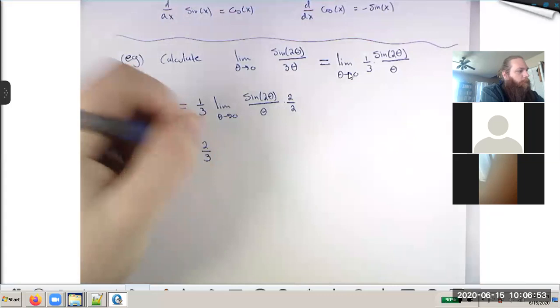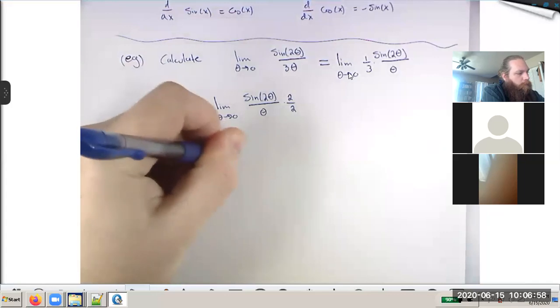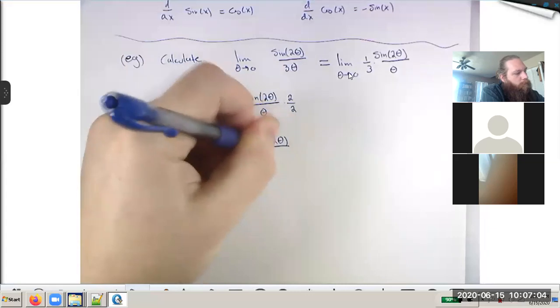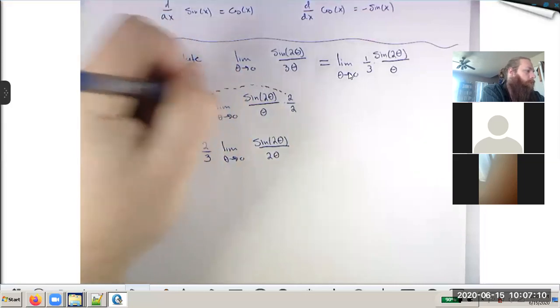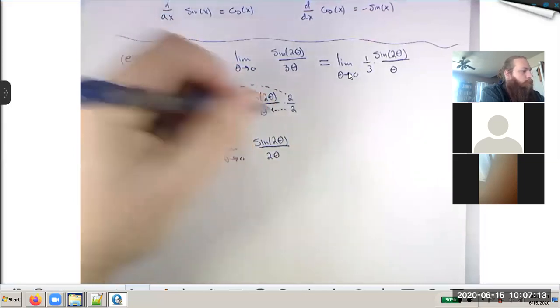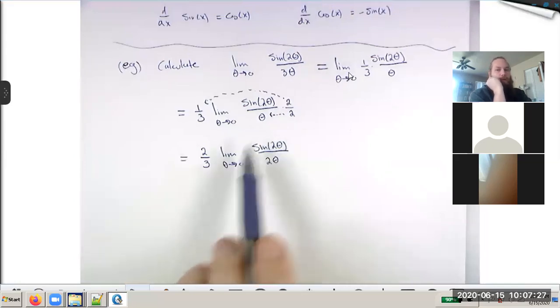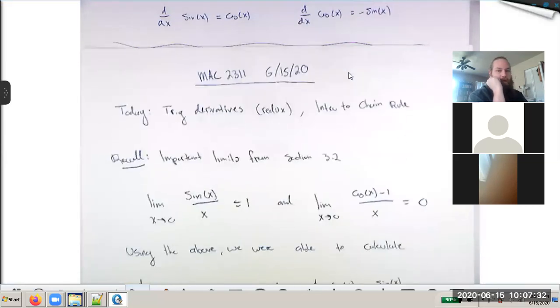So the 2 that's upstairs will come out front to make that 1/3 of 2/3. And then what's left is the limit as theta goes to 0 of sine 2 theta over 2 theta. So this fellow came out here. This fellow came in there, which is all algebraically totally kosher, because everything here is just being multiplied. And the result is this, which looks a lot like my sine x over x limit from the very start of class, right? It looks very much like this guy.